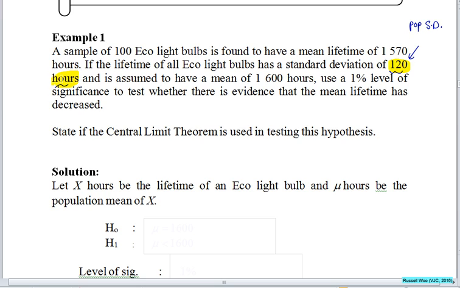It is given. It has a standard deviation, meaning the lifetime of all light bulbs. All, that means population. That means your whole population is like that. And then you collect a sample of n equals 100. And this standard deviation is the population standard deviation, and it's assumed to have a mean of 1006. Use a 1% level of significance to test whether there's evidence that the mean lifetime has decreased. That means you don't know whether it is still 1006 or less than 1006.